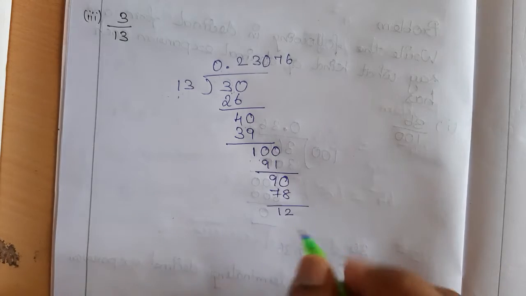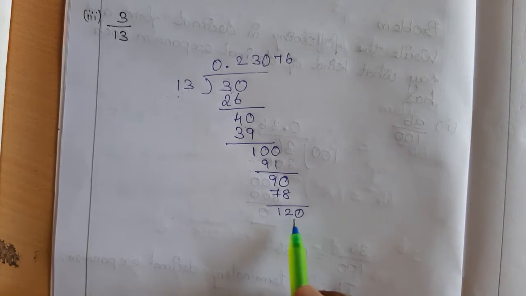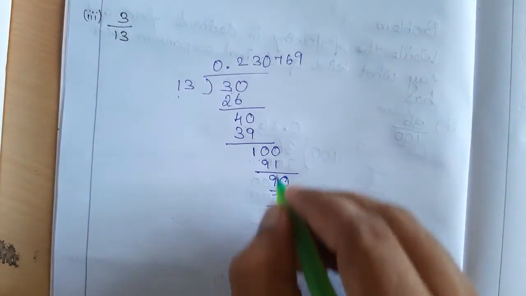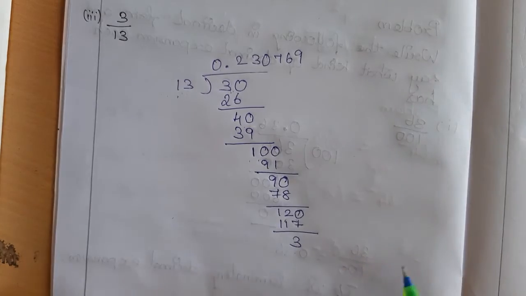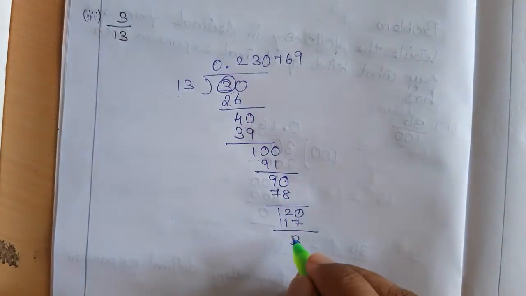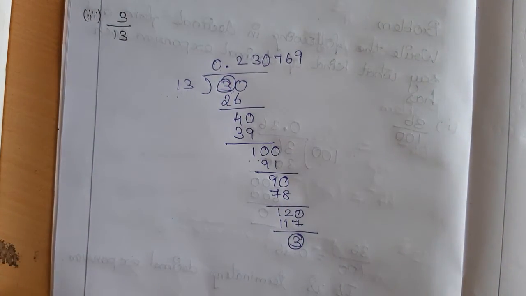The decimal is already added, so we can add a 0. So 120. Nearby 120 is 9 times 13, which is 117. So the remainder is 3. Again it has started, right? Again it's going to continue.